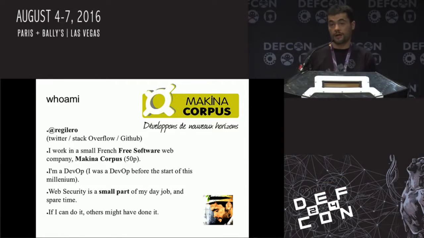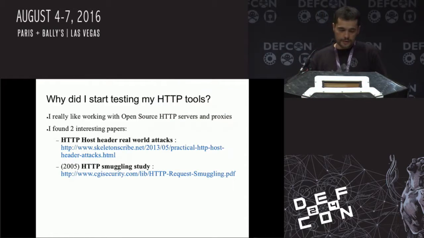So who am I? Regilero, because it's French. It's not Wookie, but maybe sometimes you won't understand my words. I work at a very small French free software web company called Machina Corpus, 50 people. I'm a DevOps. I've always been a DevOps, so it means I'm a sysadmin and a developer. Web security is just a very small part of my job, and it's part of my spare time also. This is important because if I can do it in my spare time, some other people might be doing it better than me.